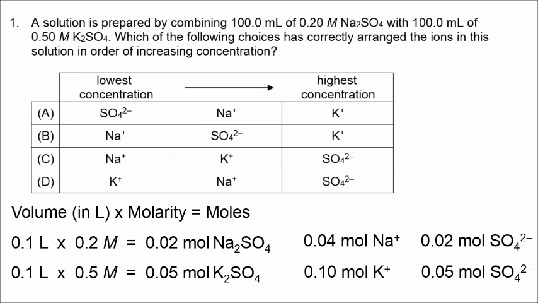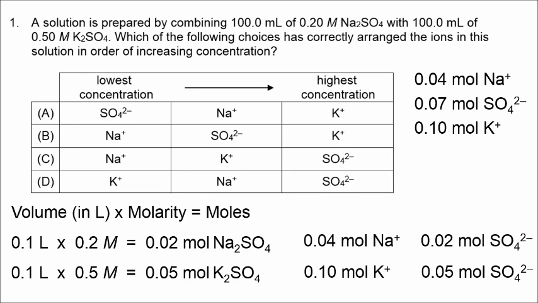To put all of this together, the smallest number of moles is going to have the lowest concentration. That's going to be sodium. So sodium is the lowest. 0.02 plus 0.05 is 0.07. So sulfate comes next. And then finally, potassium has the highest concentration. So the correct answer to this question is B.